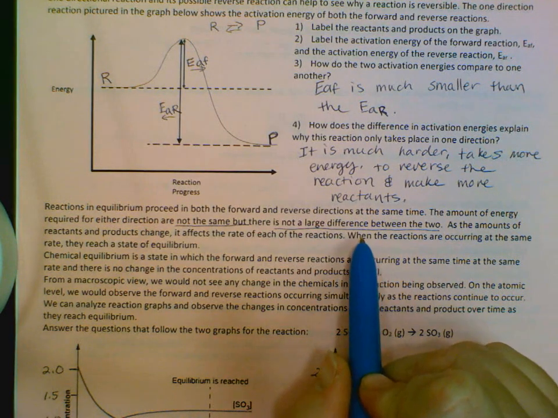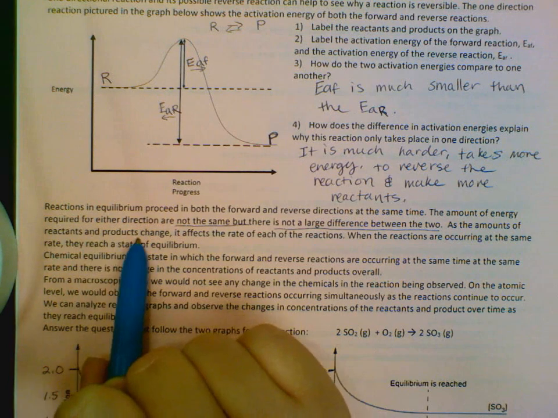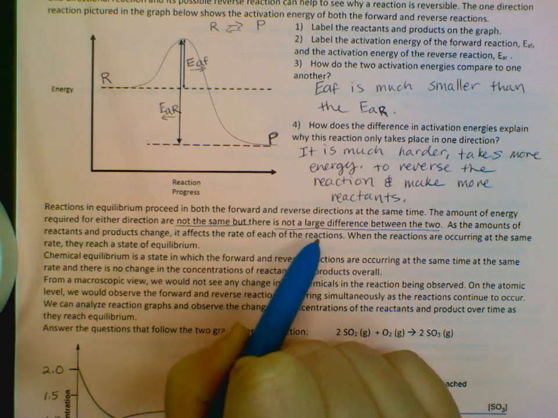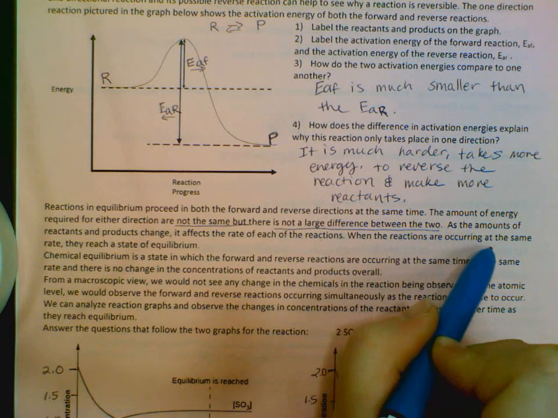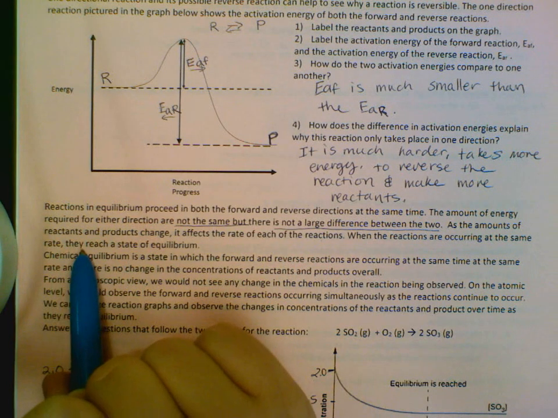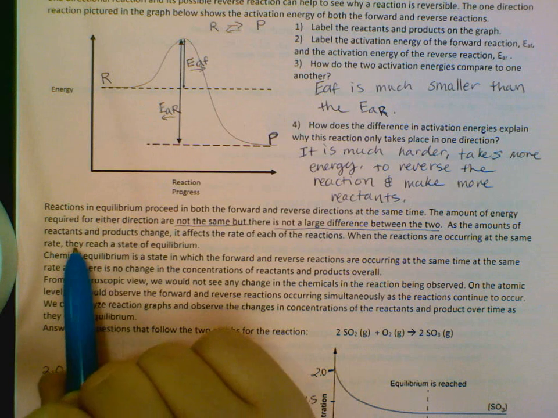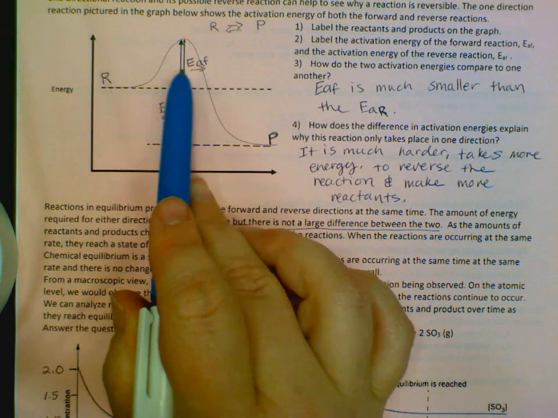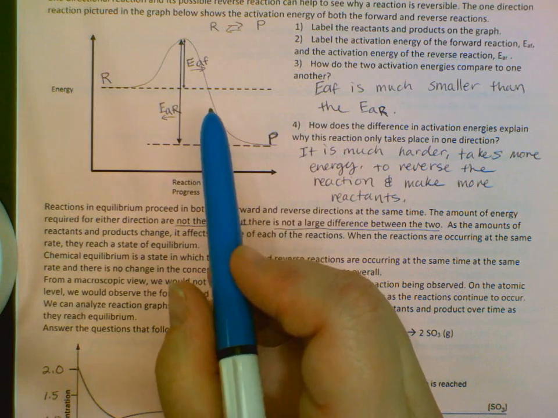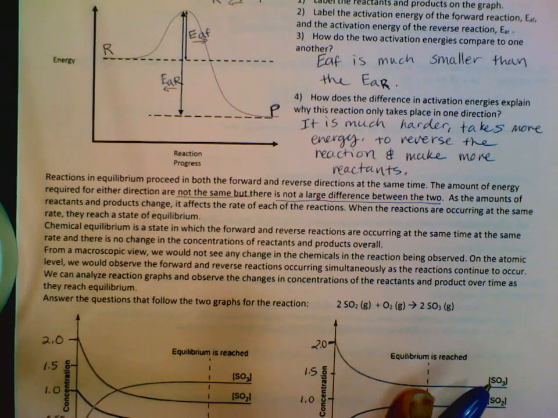As the amounts of reactants and products change, it affects the rate of each of the reactions. It's going to affect the speed. When the reactions are occurring at the same rate or speed, they reach a state of equilibrium. So when our forward and our reverse can happen at the same speed, we get that equilibrium.